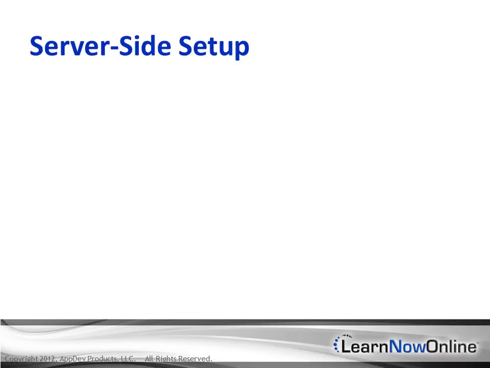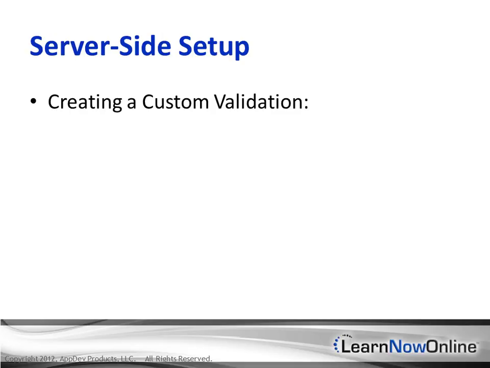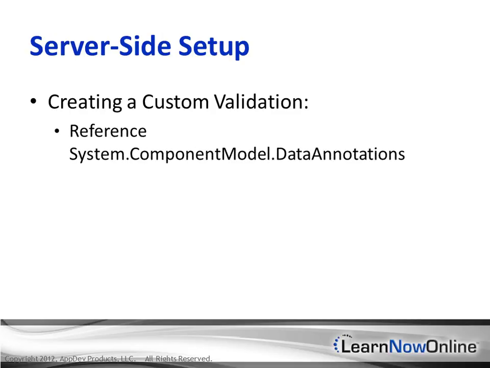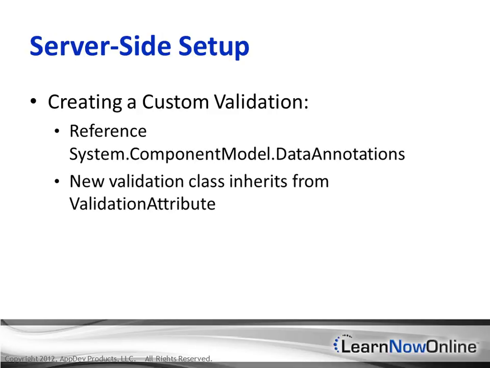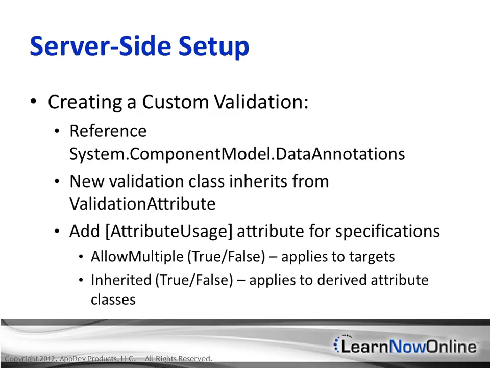Here on our server-side setup, in terms of creating a custom validation, first we added a reference to the System.ComponentModel.DataAnnotations class. Now we have a new validation class that inherits from the validation attribute. Then we add the attribute usage attribute for specifications, and this will allow multiple for a property. We can have a true or false set to the targets there, and also we can say if it's inherited true or false, which means that it would apply to the derivative attribute classes.